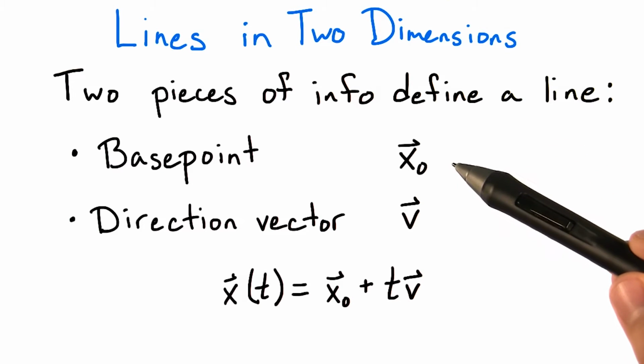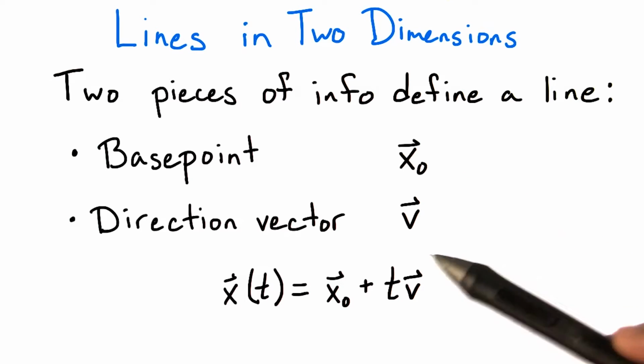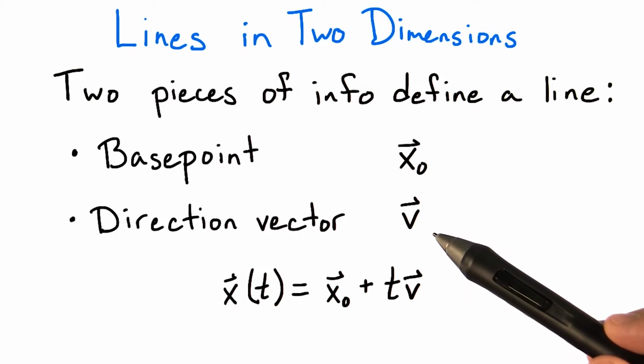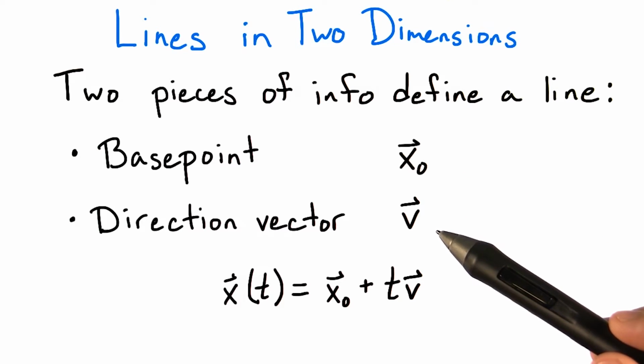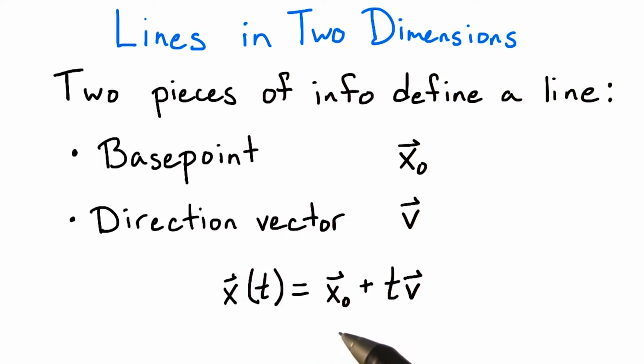Given the base point x0 and the direction vector v, we can represent all points on a line in the form x of t equals x0 plus t times v. Notice that I'm abusing notation by treating points as vectors here. This means given any number t, we can find a point on the line by plugging in t to the expression x0 plus t times v and computing it.